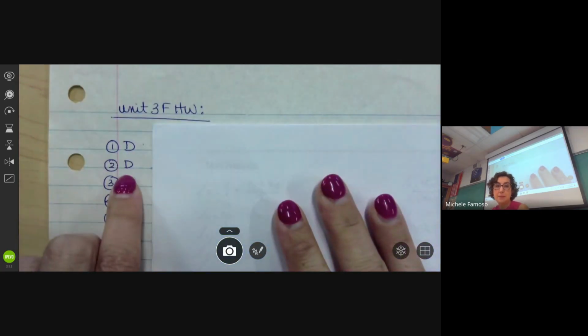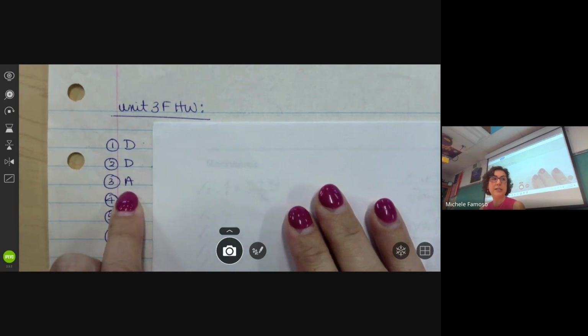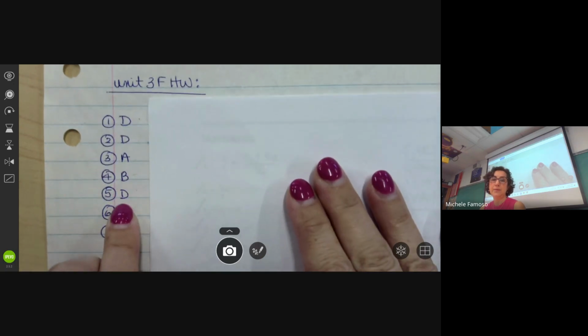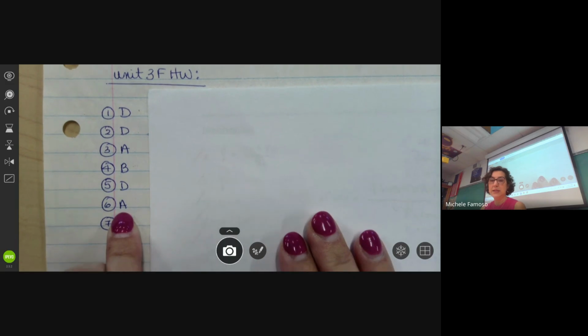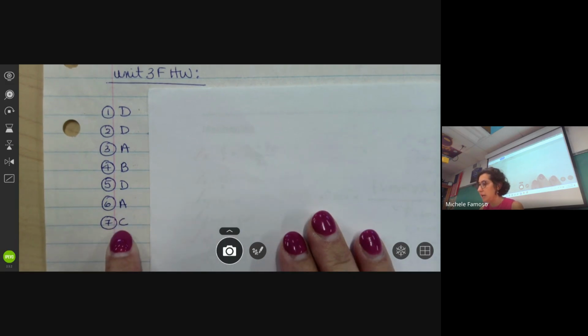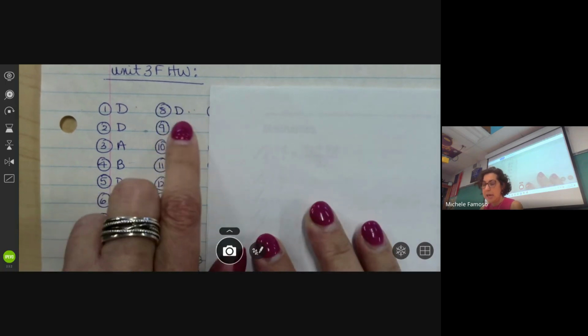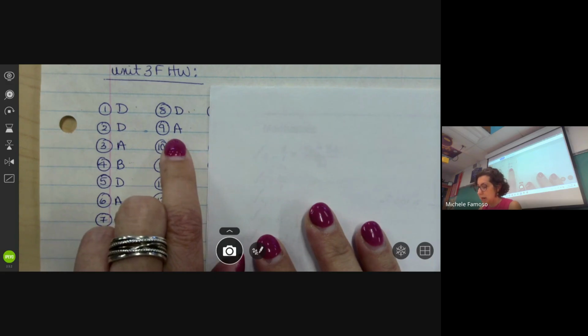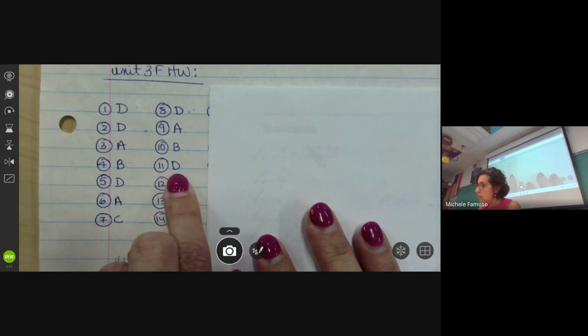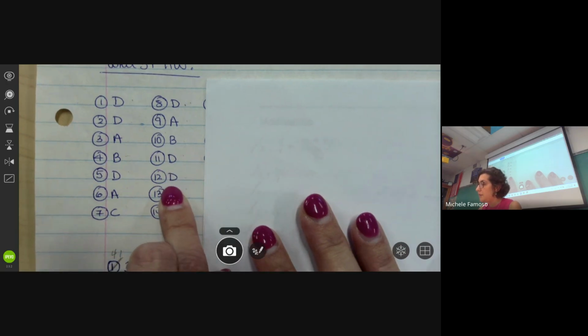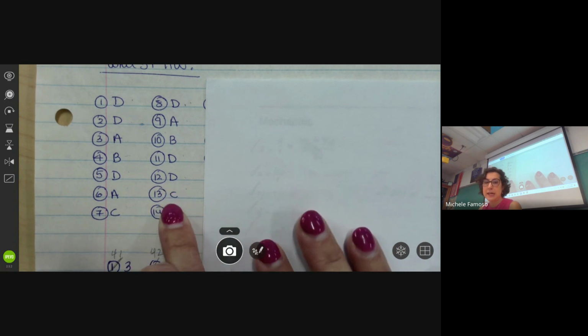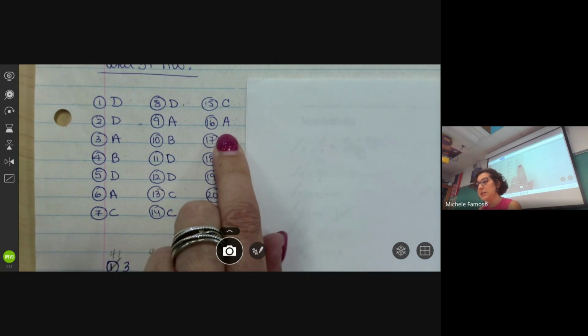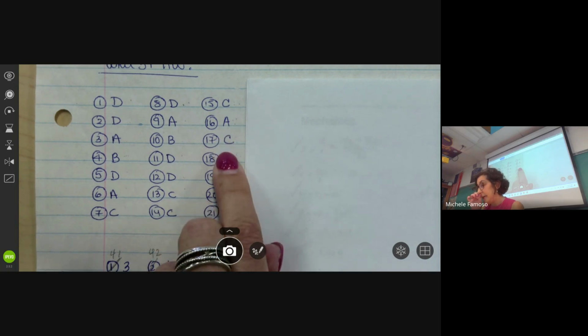1 is D, 2 is D, 3 is A, 4 is B, 5 is D, 6 is A, 7 is C, 8 is D, 9 is A, 10 is B, 11 is D, 12 is D, 13 is C, 14 is C, 15 is C. 16 is A. 17 is C. 18 is B.